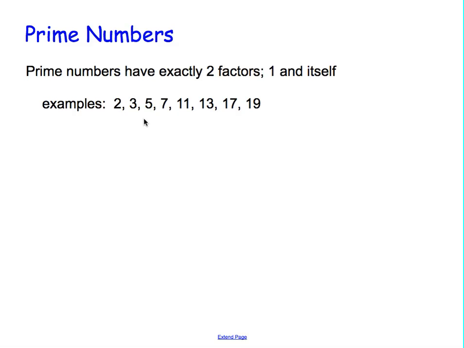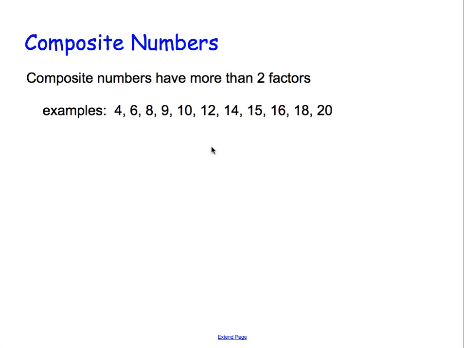So if we have prime numbers, which are the numbers that have exactly 2 factors, what do we call the other numbers? Well, those numbers are called composite numbers. Composite numbers have more than 2 factors. So they could have 3 factors, they could have 8 factors, they could have 29 factors. As long as they have more than 2, they're considered a composite number.